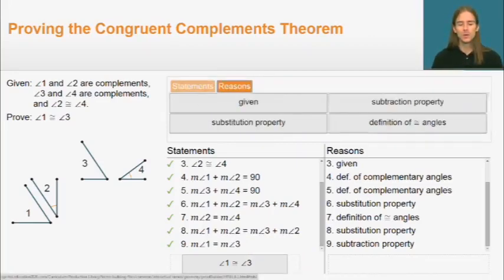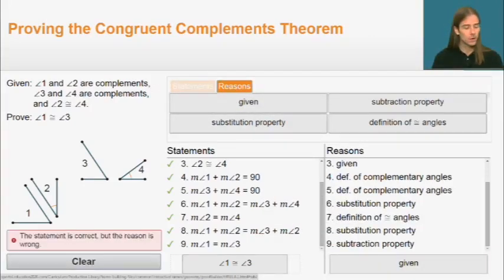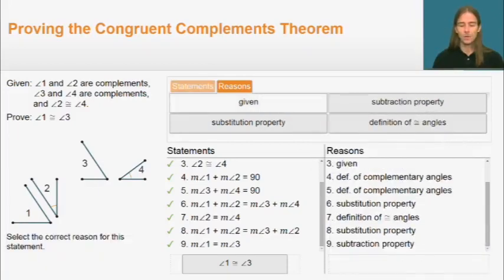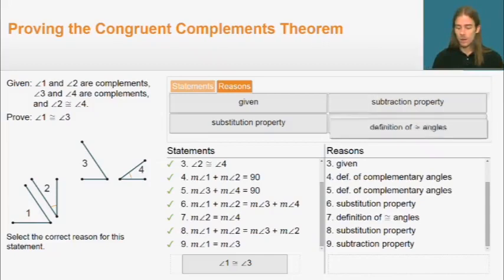Now I'm going to show you what to do if you accidentally drag the wrong type of reason or statement down. The first thing you'll notice is that you get a notice that the statement or reason is incorrect. To get rid of it, you click it and drag it back up to the area where it came from. Then you'll be fine to drag down the correct reason.